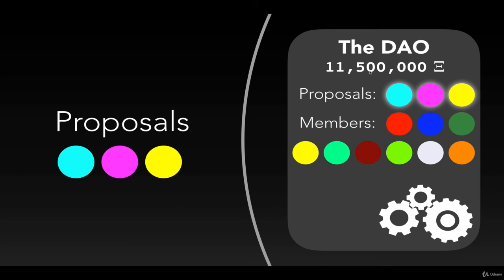And there was 11,500,000 Ether at one point. At the time, I think Ether was about $20 at its peak before the DAO was actually hacked. So what is that? That's about $250 million. Yeah. So what ended up happening?